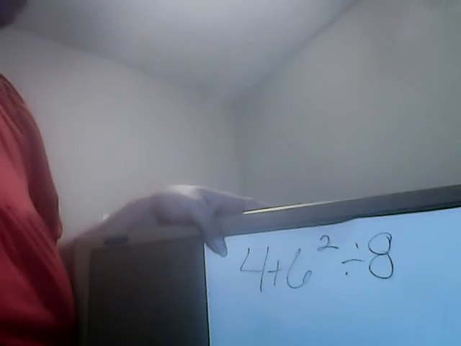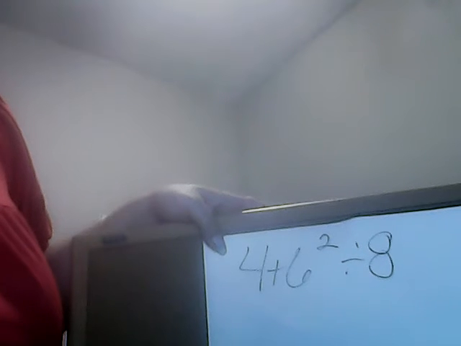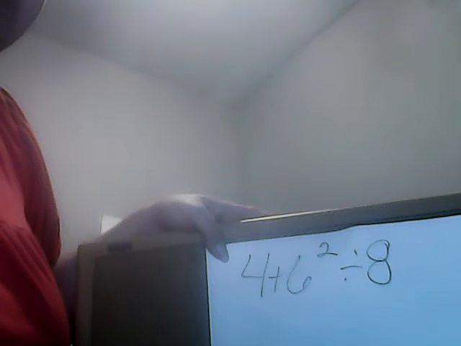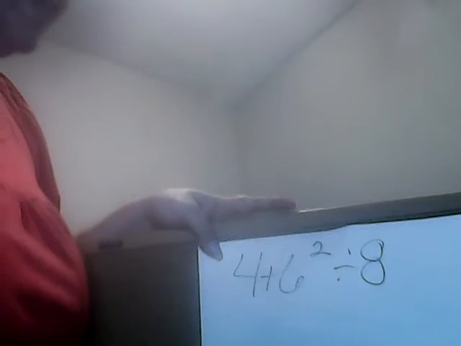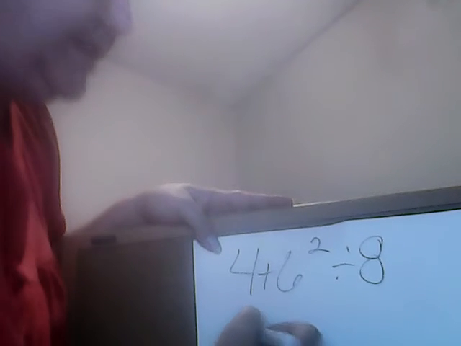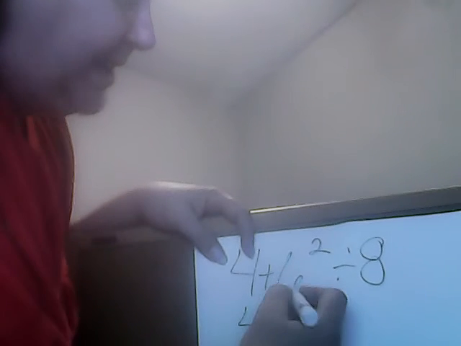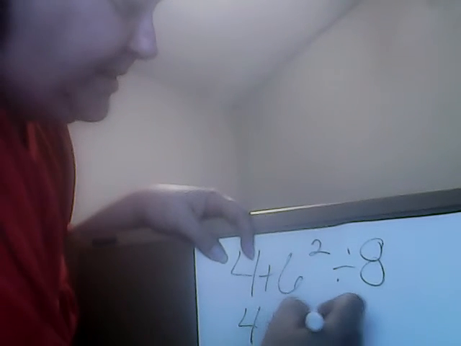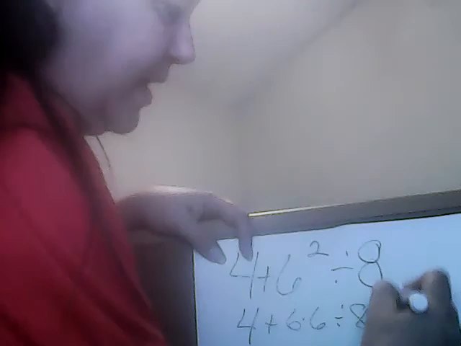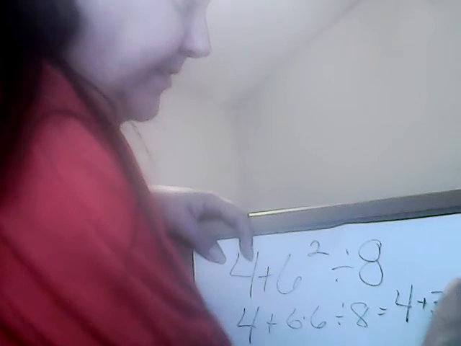Okay? So the first thing that we're going to have to do is, because exponents have a lot of power, and they're more powerful than multiplication in some sense, we would have to do this 6 to the second power first before we could continue. So we would say 4 plus 6 times 6 divided by 8, which would equal 4 plus 36 divided by 8.